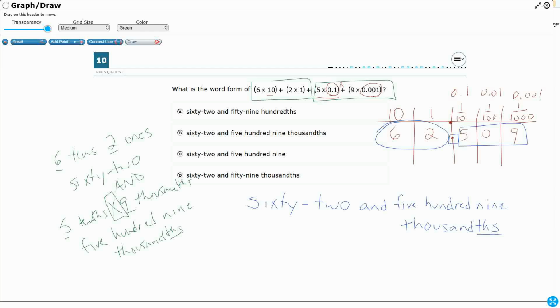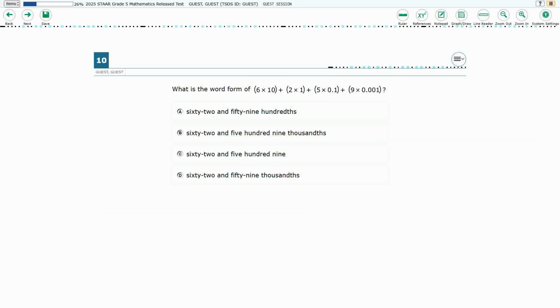So 62 and 59 hundredths, that's not going to work. 62 and 509 thousandths, that's what we said. 62, 509, there's no unit, but these words look good, but there's no unit. And 59 thousandths, that misses that 0. All right, so our answer here is going to be B.